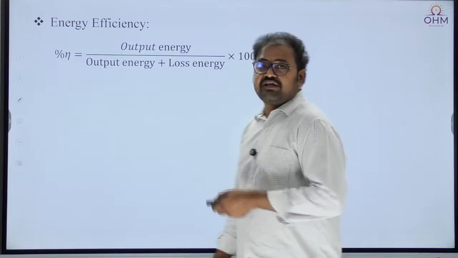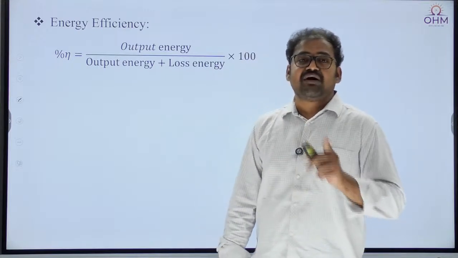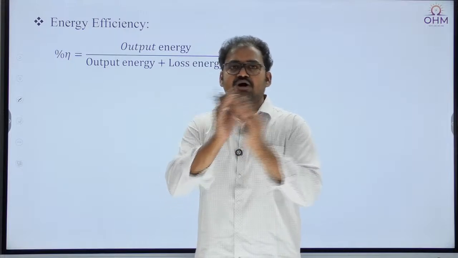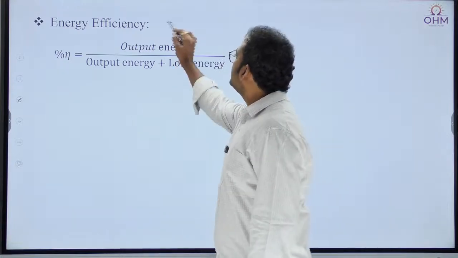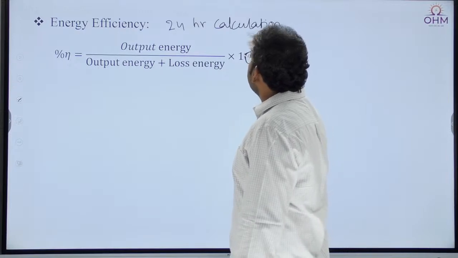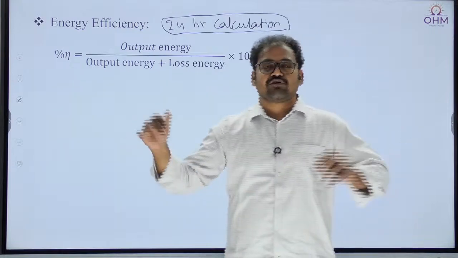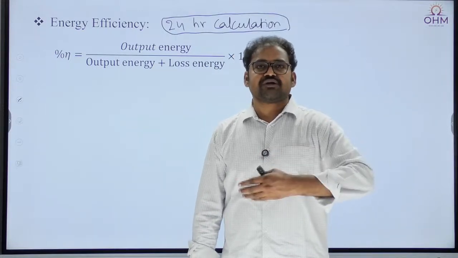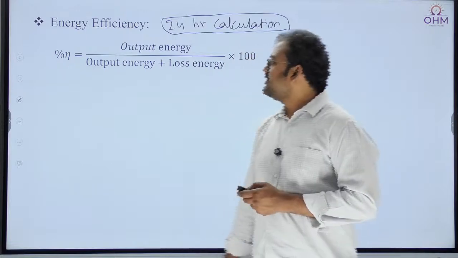Fine. Now next one, energy efficiency. It's not so important, but understand, energy is nothing but power multiplied by time. You get a power, meaning VA cos phi, and you multiply that with time in hours. And how many hours will we take? 24 hours calculation. That is why we call it all day efficiency. Within that 24 hours, how much energy is delivered with respect to the energy drawn from the source is nothing but energy efficiency.